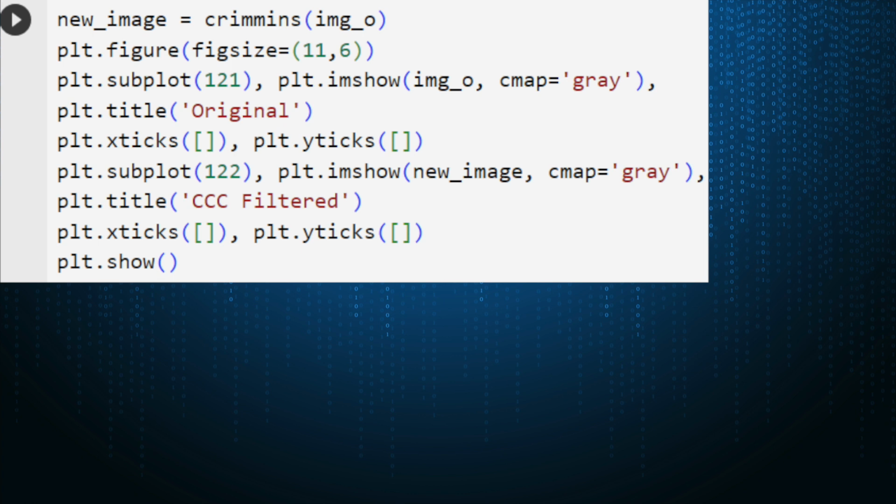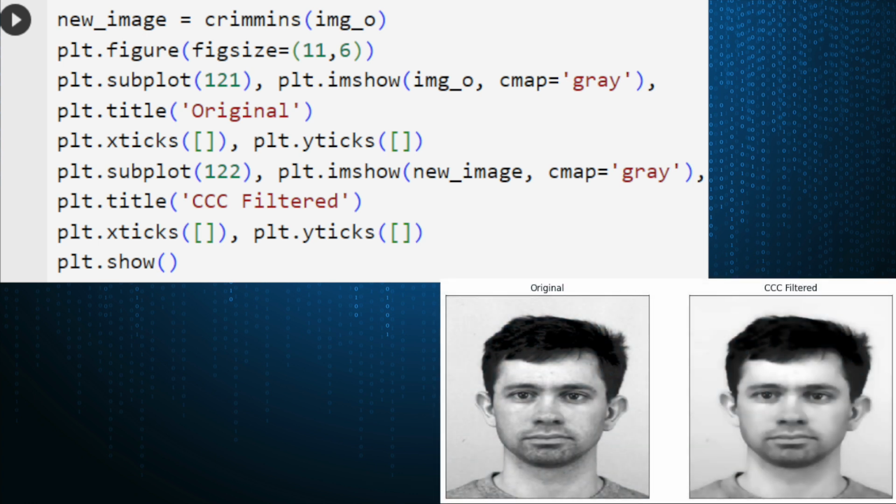Here in the first one there is the original image, with X-ticks and Y-ticks both removed, and the title of the second image is given as triple C filtered. Here also we have to remove both of the ticks. Ticks means the points coming out on the x-axis and y-axis, and plt.show is important because for the subplot it will not show until you write the show command. Note that I am using the imshow command from the matplotlib library, called here as plt.